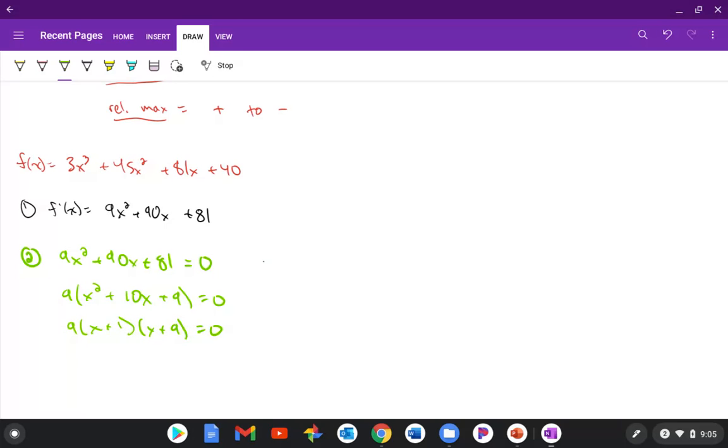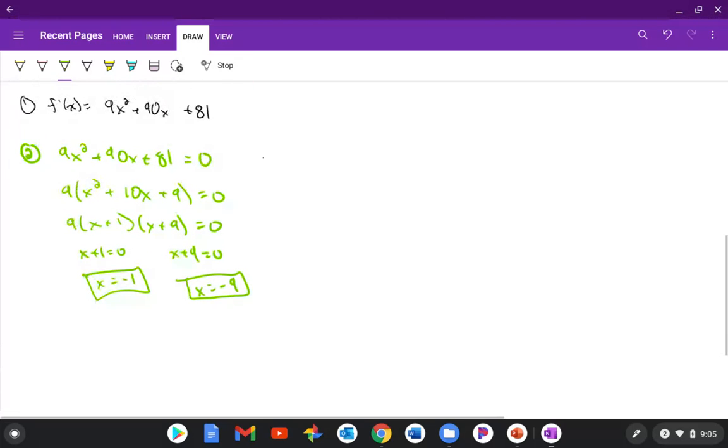Set each of these equal to 0. The 9 can just divide out. So x plus 1 equals 0, and x plus 9 equals 0. So x equals -1, and x equals -9. These are our critical points. These are the only two places where a min or max can occur.